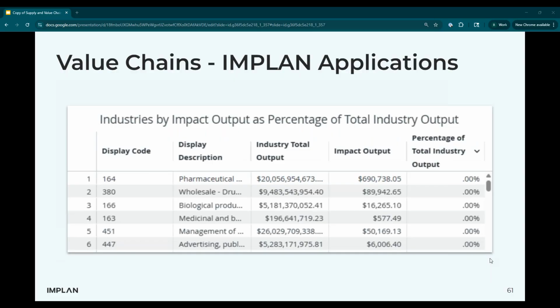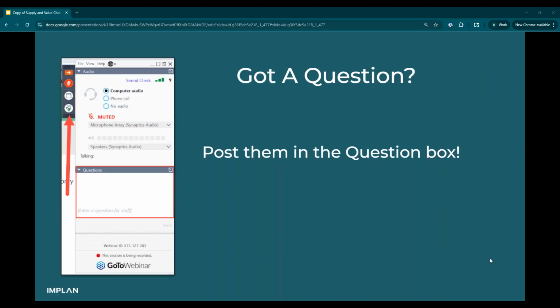What are the industries with direct impact output as a percentage of that total industry output? We're looking at pharmaceuticals, wholesale, druggists, biological production, medicinal and biological products, management, advertising. And that wraps up the overall structure of what we were talking about today. Happy to take any questions.